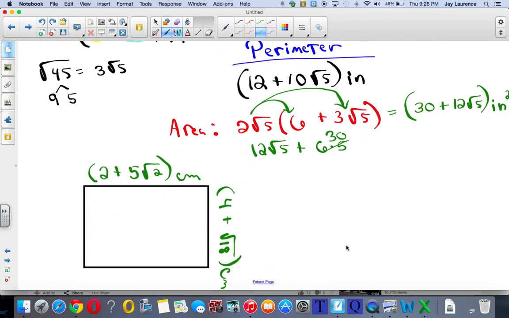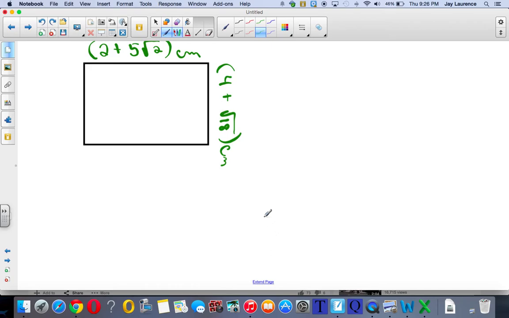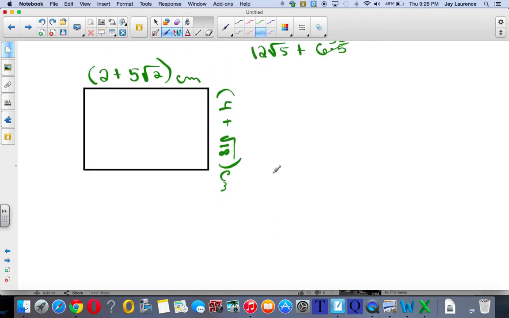All right, here's one more. If you want, why don't you try this one on your own? Pause the video and see if you can get it right. Find me the perimeter and area. All right, here comes my solution.